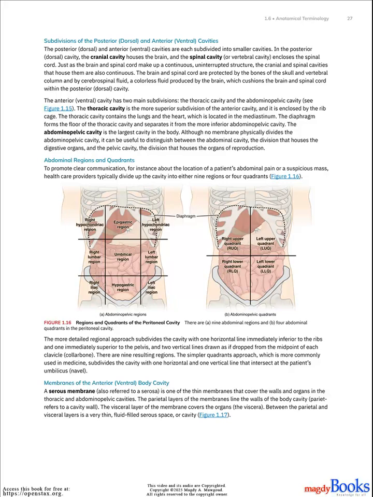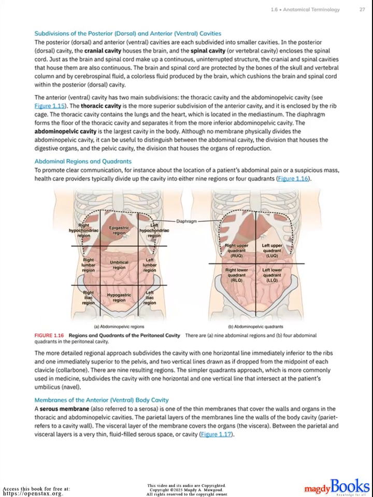Although no membrane physically divides the abdominopelvic cavity, it can be useful to distinguish between the abdominal cavity, the division that houses the digestive organs, and the pelvic cavity, the division that houses the organs of reproduction. Abdominal regions and quadrants. To promote clear communication, for instance about the location of a patient's abdominal pain or a suspicious mass, healthcare providers typically divide up the cavity into either 9 regions or 4 quadrants, figure 1.16.